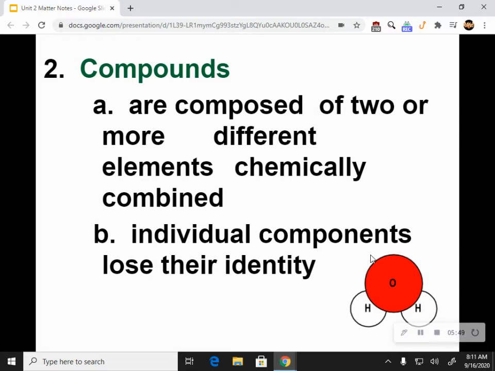You have 2 hydrogen atoms for every 1 oxygen atom. That creates your molecule. So individual components lose their identity. You no longer have hydrogen gas and oxygen gas. You have potentially liquid water. And this is what creates our completely new substance.